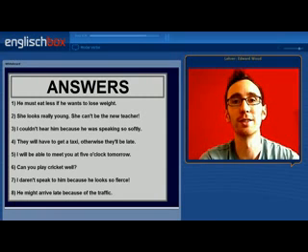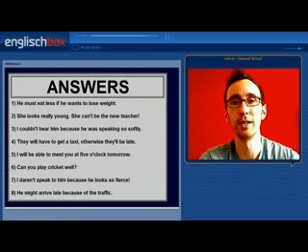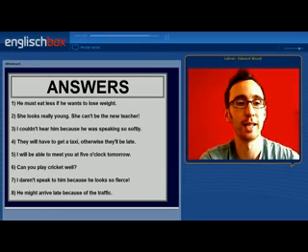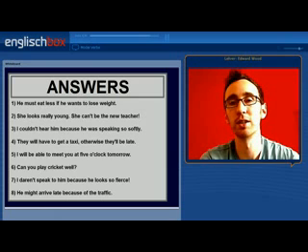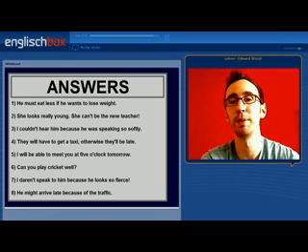Moving on to the answers, here you can see all the corrected errors. I want to draw your attention to point number 7 particularly. Here we have the verb dare. It says, I daren't speak to him because he looks so fierce. We often use dare in the negative as a modal verb, so you do not need the auxiliary do. So you don't say, I don't dare, but I daren't. I daren't speak to him.